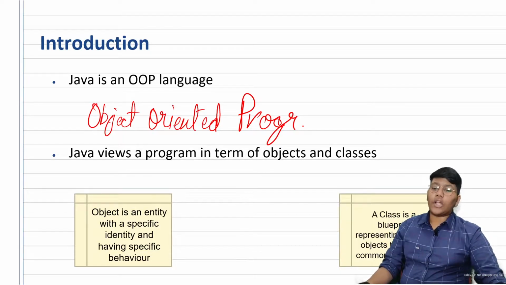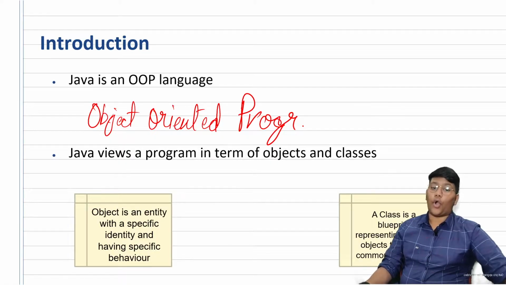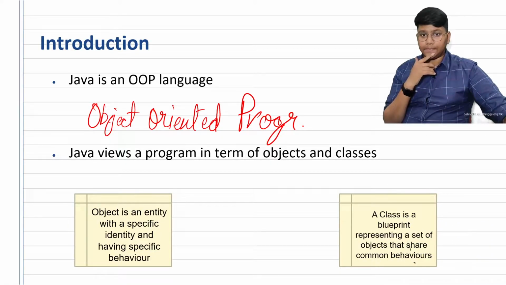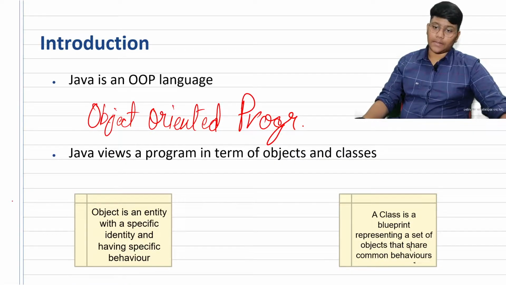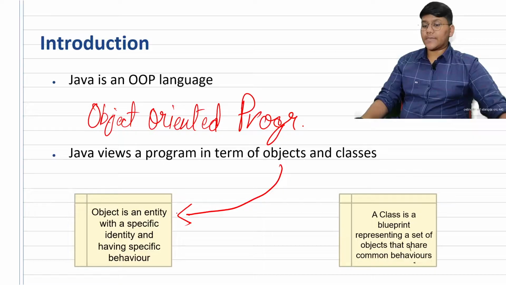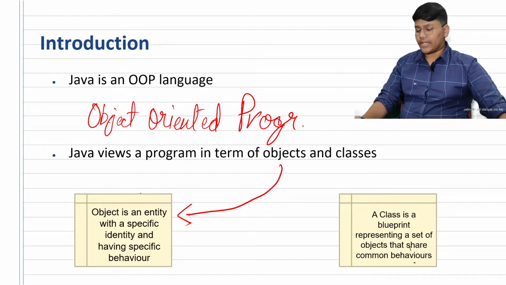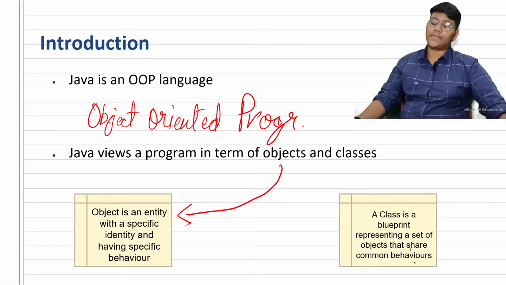Now what is object oriented programming? Object oriented programming or Java views a program in terms of objects and classes. Now what are objects and classes, you may ask? An object is an entity with a specific identity and having specific behavior.